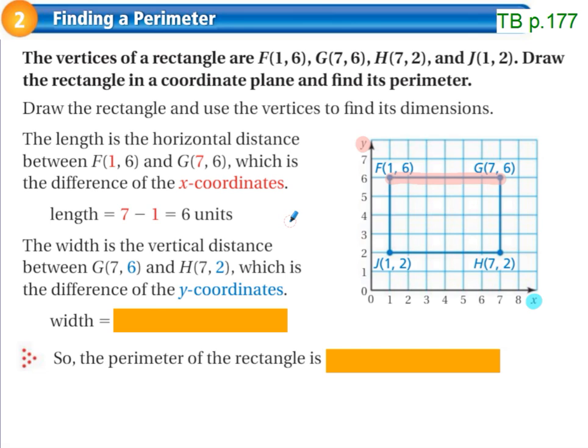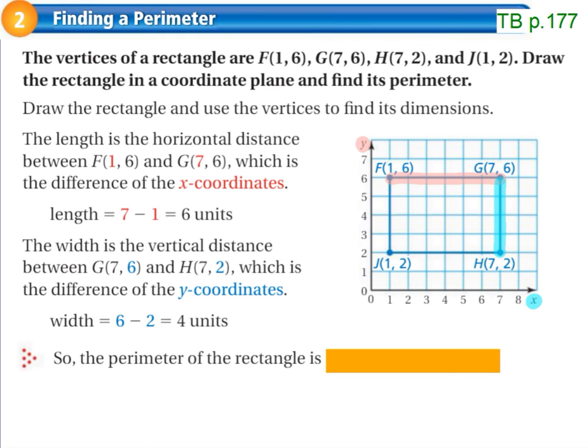Now, the width is going to be the distance between G and H. So I'm talking about this right here, between G and H. This time, we're finding the difference in the y-coordinates, because both of the x-coordinates are 7. So 6 minus 2 is 4.